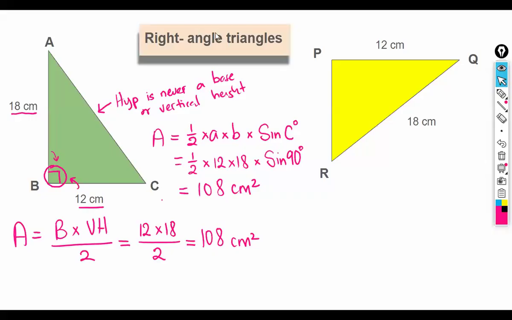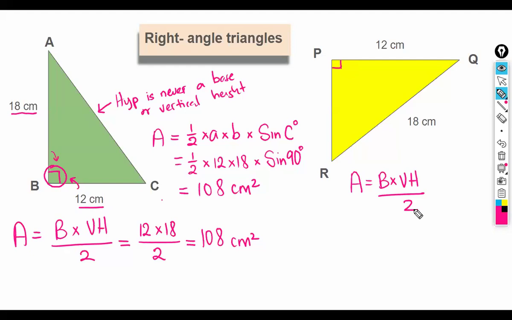Right. Now, here's the thing, right? I'm supposed to put in the right angle. So let's have a look at what's going on here. Can we use the first formula, the regular boring formula? Area is base by vertical height divided by 2. Can we use that formula? One person said, yes, we could use that formula.